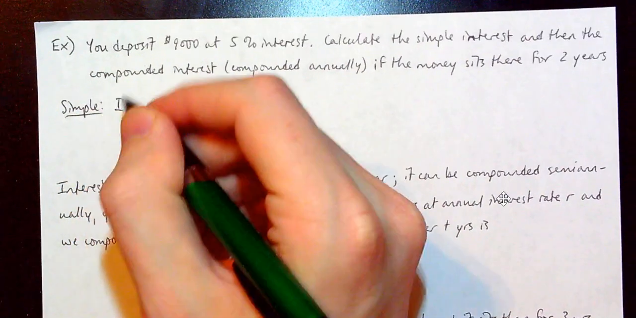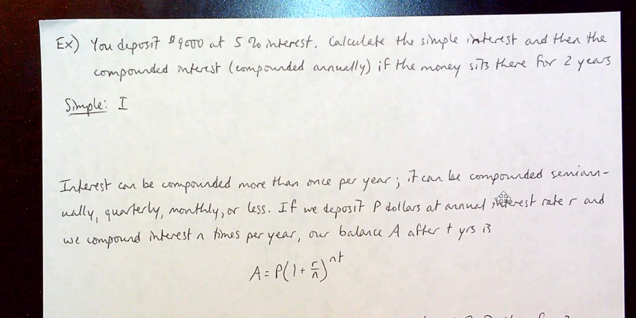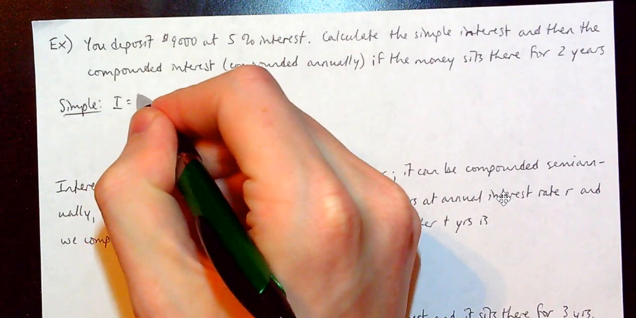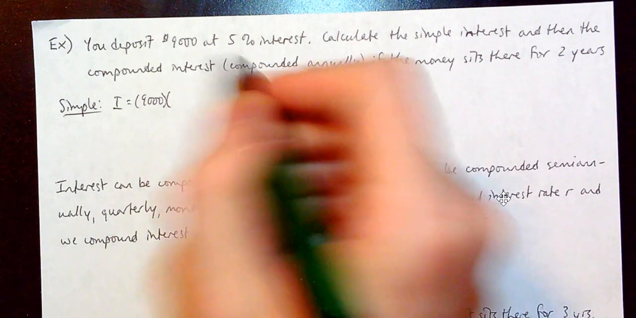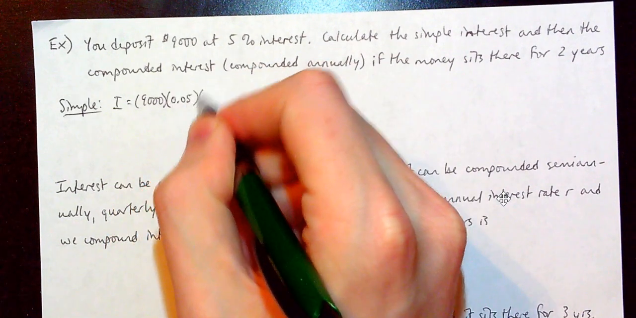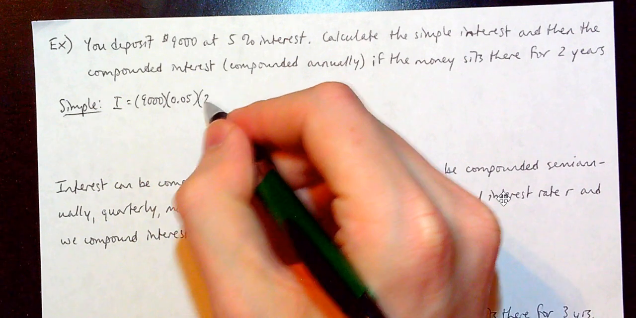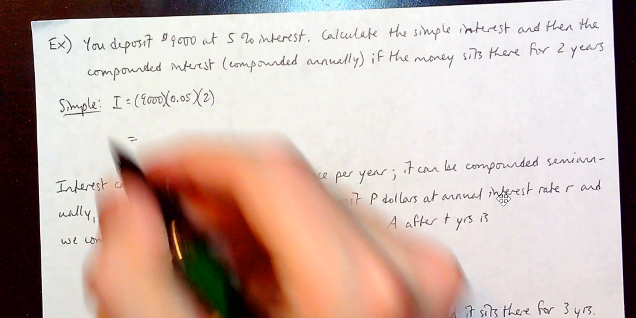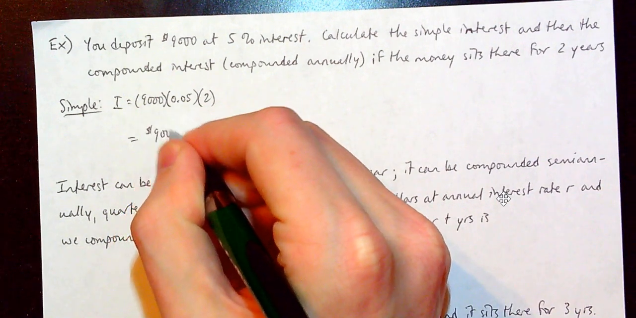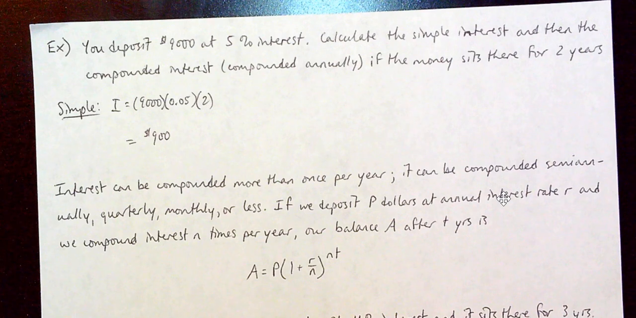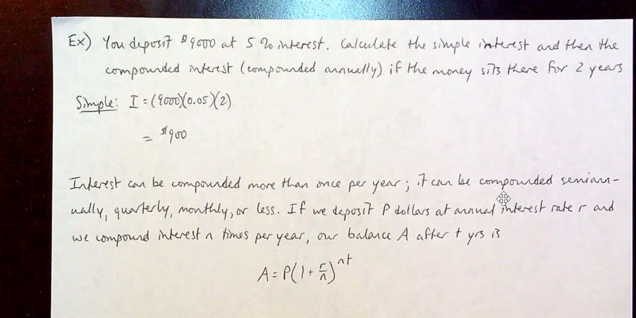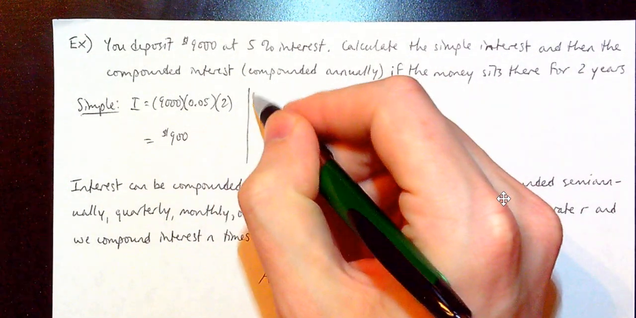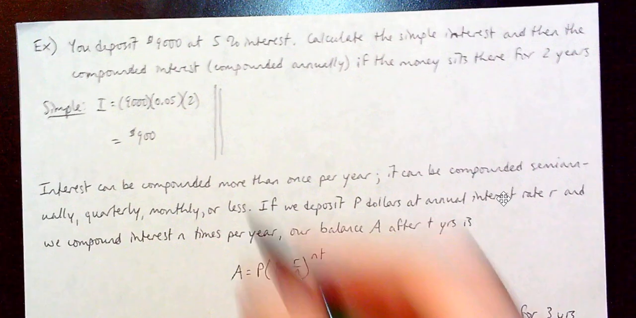Simple interest, we have our formula I equals PRT, principal times rate times time. Principal is 9,000, the rate of 5% or 0.05, times the time of 2 years. And 9,000 times 0.05 times 2 is equal to 900. Very easy to plug that into your calculator and figure that out. So that's the total amount of interest that we're getting for those 2 years.